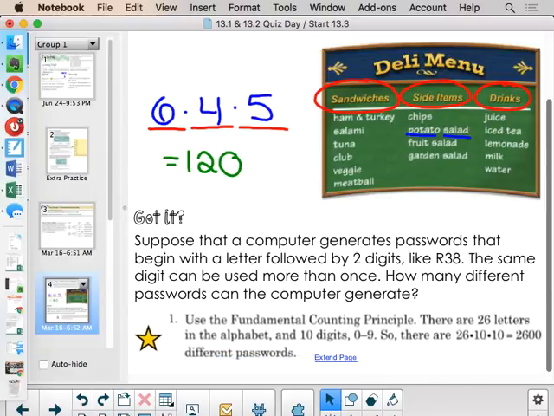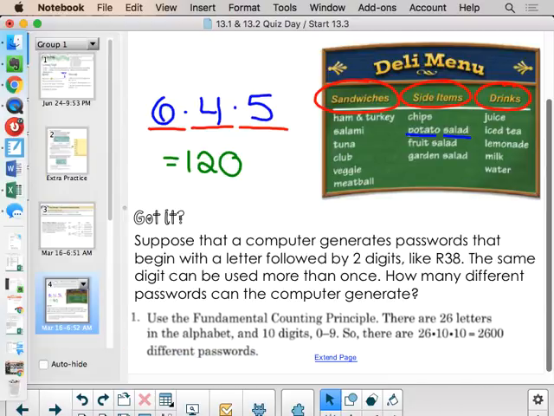Unfortunately, it's happened to more than one student in my life. 2,600, yes? All right, let me ask you this clarifying question. In this one, it specifically said the same digit can be used more than once. Had I said it can't be used more than once, aka no repeating digits, what numbers would I have multiplied then? 10 times 9. Very good. 10 times 9, because we would have decreased the amount of available digits.